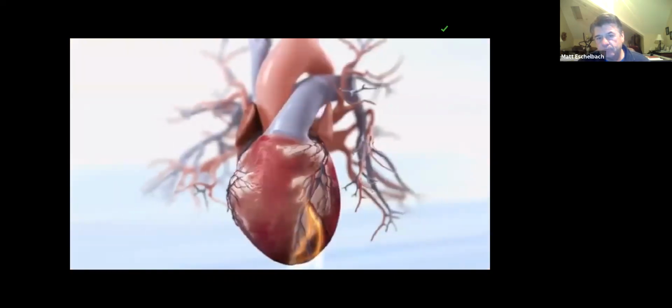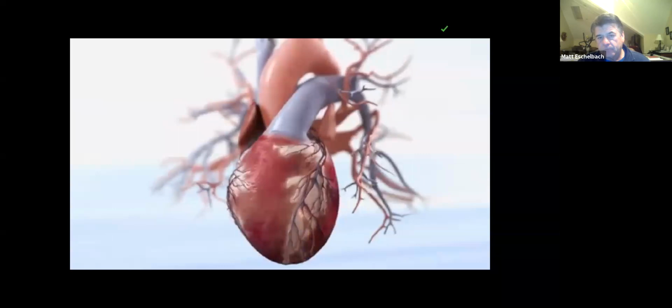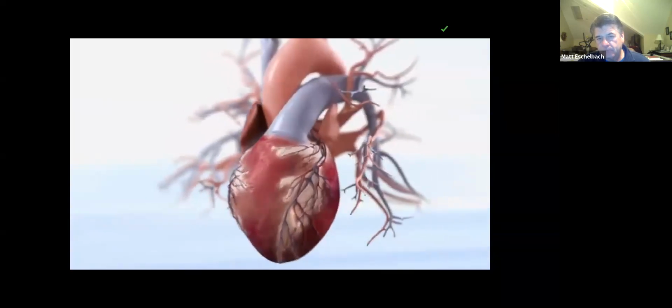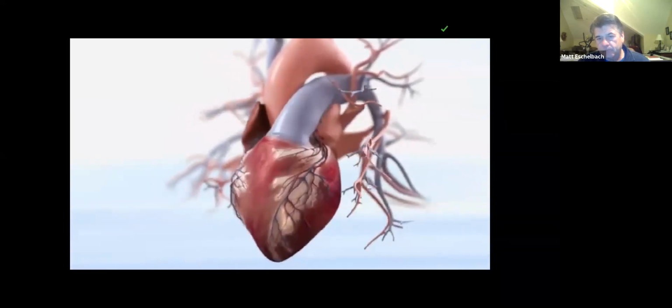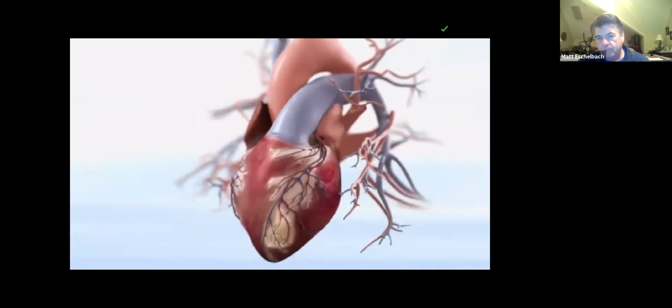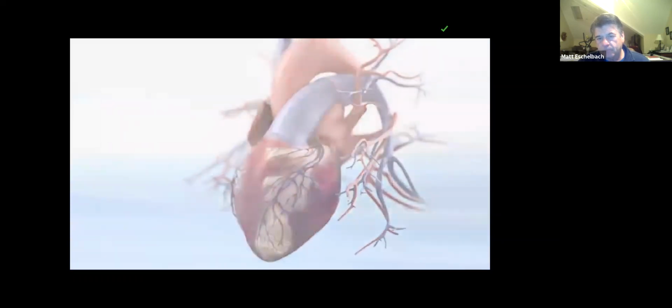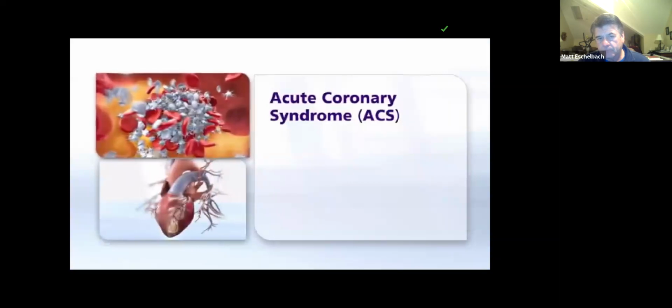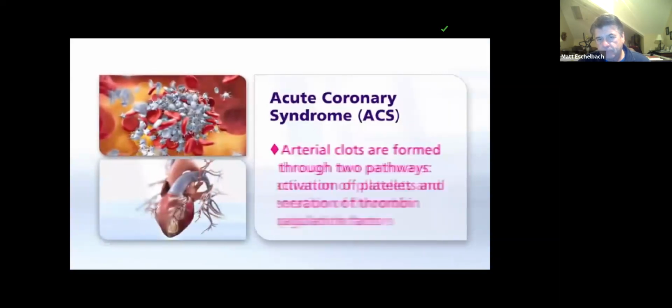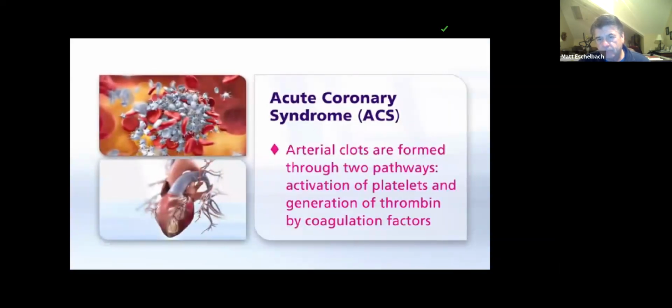The extent and the location of the blockage and the resulting myocardial damage determine the extent and the severity of the myocardial infarction. Life-threatening arterial clots are formed through two pathways: activation of platelets and generation of thrombin by coagulation factors. Targeting both pathways has been shown to be a viable therapeutic approach.